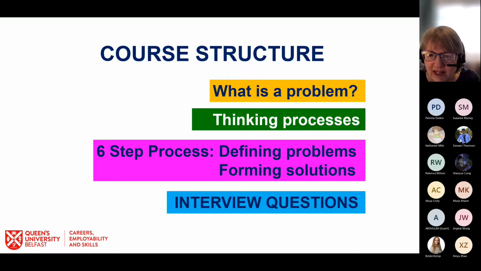So we start by looking at what we mean by problems, because remember, we're talking about business here. We're not talking about our own personal problems or anything. I'll give you an idea of some thinking processes used in problem solving, and then I'll outline a 6-step process which takes you through identifying a problem to making a decision and implementing it. And of course, we'll finish with some sample interview questions on the topic.